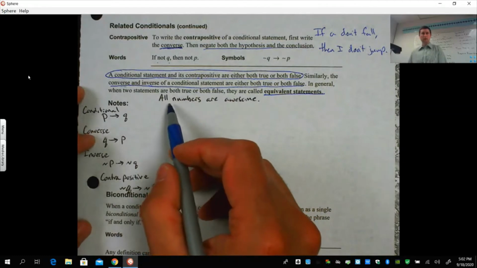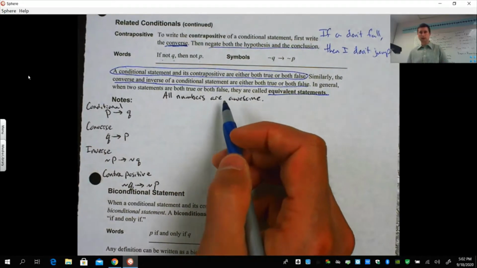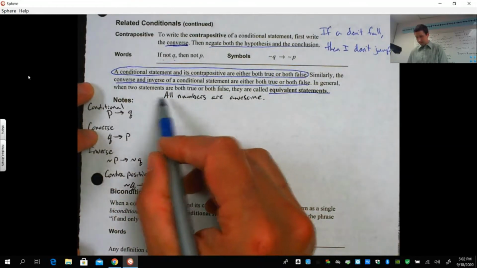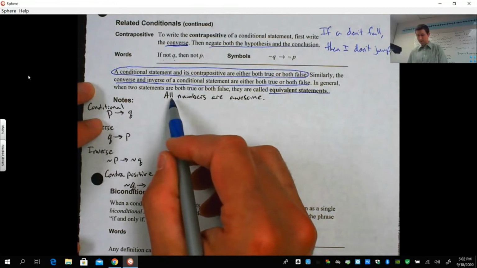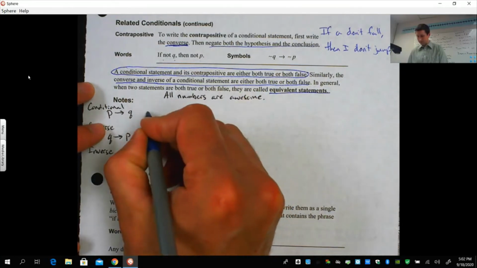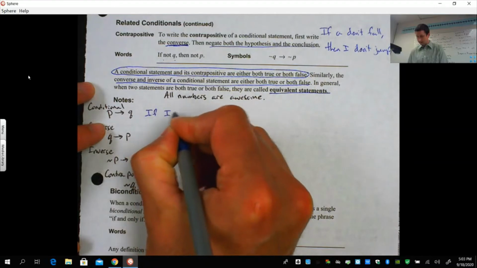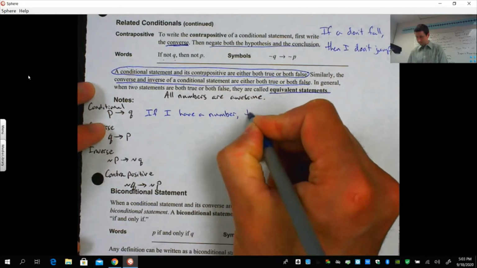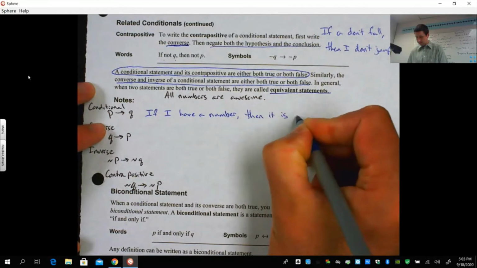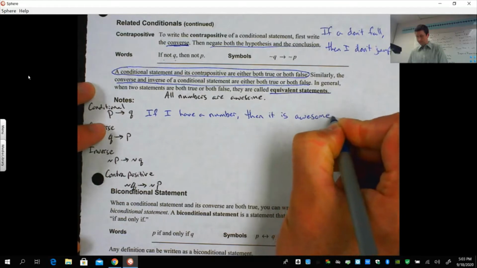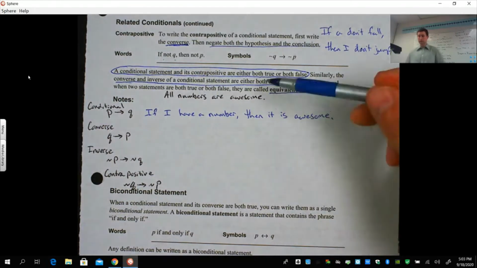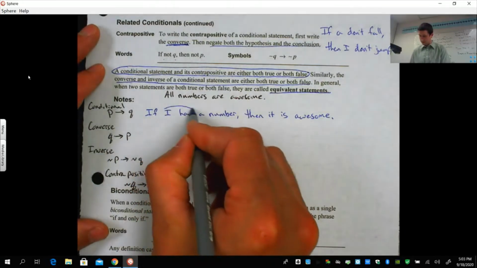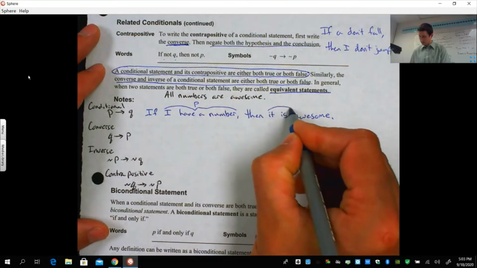So we have the statement, all numbers are awesome. Yes, we know that to be true, right? So our conditional, if P, then Q. How can I write this as an if-then statement? So all numbers are awesome. So let's say if I have a number, then it is awesome. Okay? That agrees with the statement. All numbers are awesome. If I have a number, then it is awesome. So this first part here, if I have a number, that's my P. This part right here, that's going to be my Q.